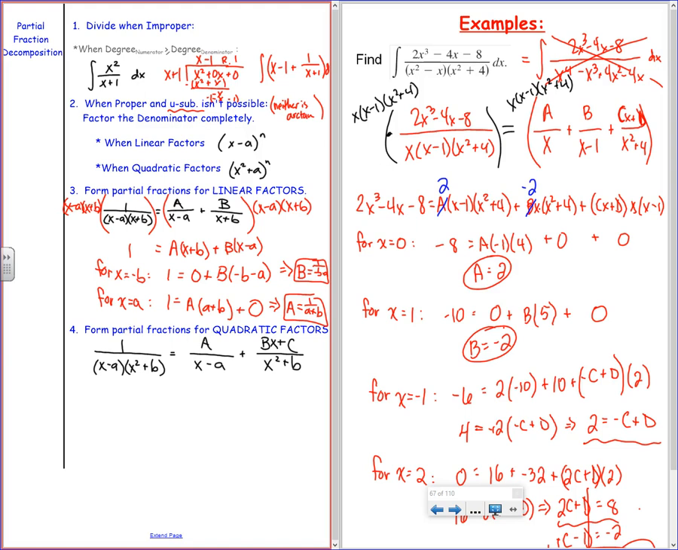But that only works on x minus a type factors, and that's every partial fraction integral I've ever seen the AP test on. Now, I showed you the other method in case they ever give us a harder one with a quadratic factor that's irreducible. But the only ones I've seen, this method works.